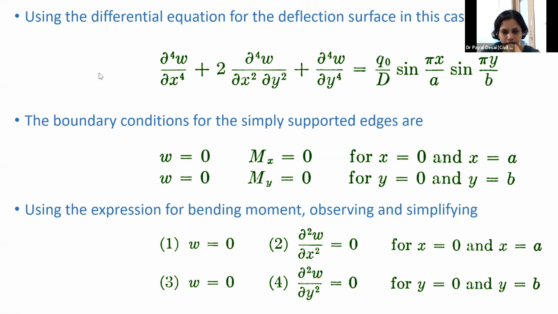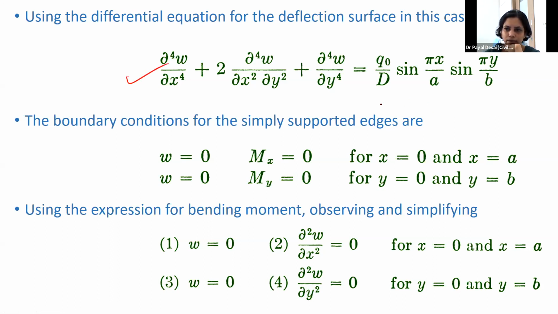These are the boundary conditions, the simply supported plate at all edges. So you get the moment 0, deflection 0 at both the edges, x equal to a and 0, y equal to a and 0 and b. And then this is our fourth order differential equation.